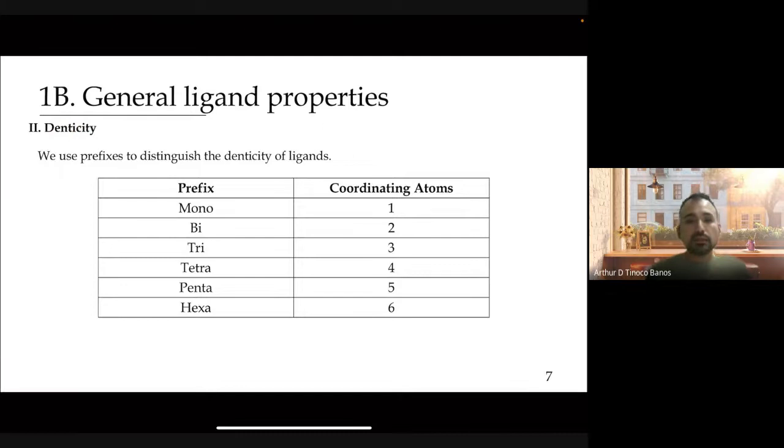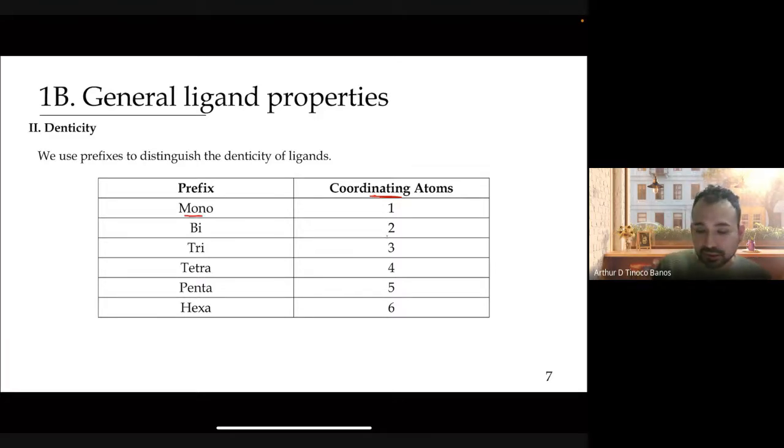All right, so then referring to this idea of prefixes to define the denticity. Here's just the representation of the prefix and then the number of coordinating atoms from a given ligand. If you have one coordinating atom of a given ligand, as we just saw, that will refer to something as being monodentate.